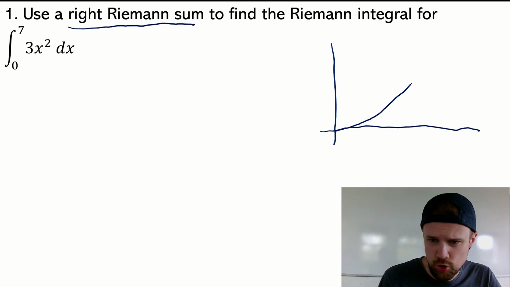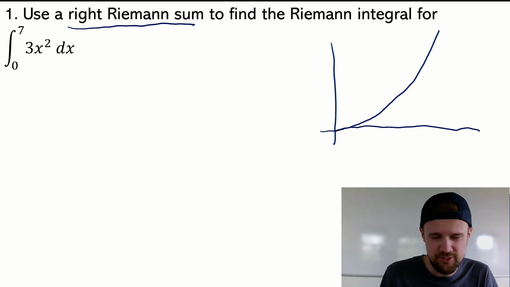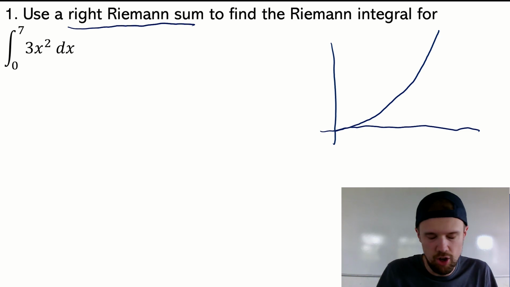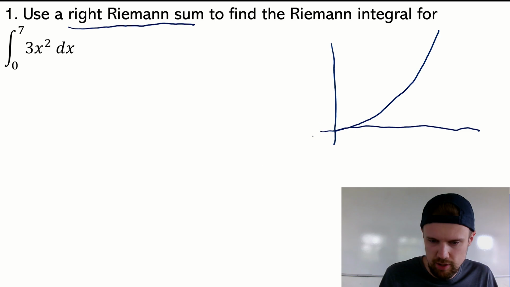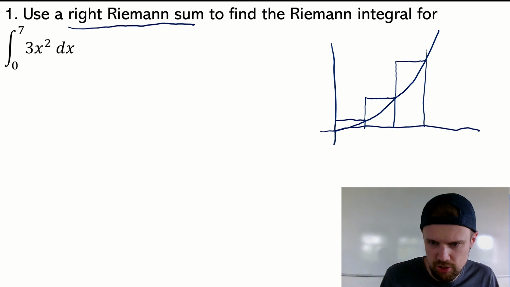But it doesn't hurt to draw a diagram just because it helps get your head around exactly which x values you need to be using to work out the heights of the rectangles that you're working out the area for. So it always helps with that sort of stuff. So in this case, we're doing a right Riemann sum, so that means I need to make sure that I'm drawing the rectangles so the top right hand corner of them is touching the function.